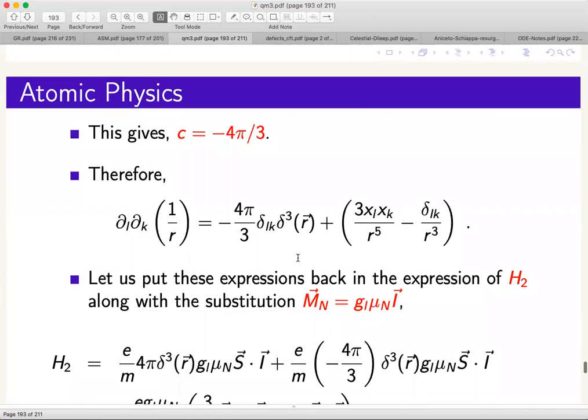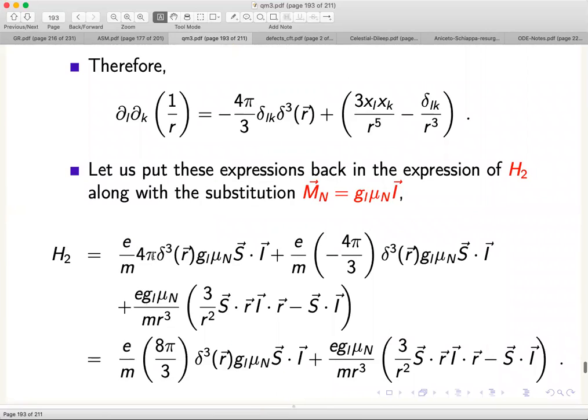The second term comes from here. So the second term, related to this term, which has a factor of 4 pi, has a factor of 4 pi by 3. But otherwise the rest of the terms are identical. And this last piece, 3 times XL XK upon R to the 5 minus delta LK upon R cube, gives you an expression like this. Remember, this entire stuff is multiplied by S times Mn. So if you appropriately substitute Mn to be mu L Gn times I, you get an expression like that. Of course, the first two terms are of the same form except for the factors. So you can subtract that and write down 8 pi by 3 times delta function times the S dot I piece, and the last piece is written as it is out here. So this is H2.